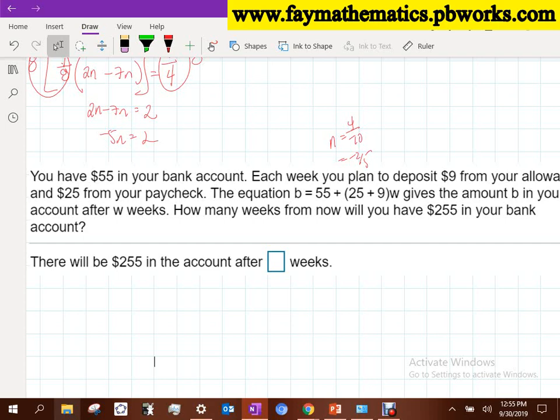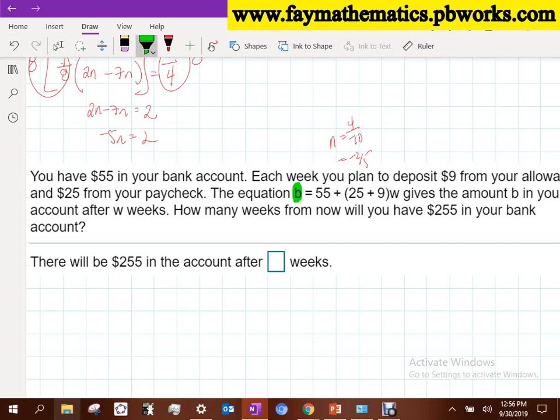It says you have $55 in your bank account. You are then every week going to take $25 from your paycheck and $9 from your allowance, and you're going to add that to that 55. But you're going to add that weekly. So we look at our equation here.